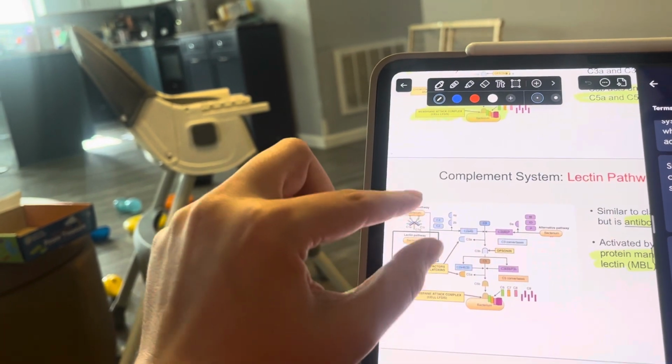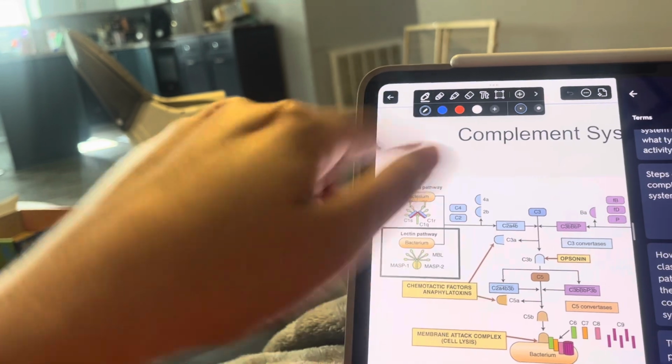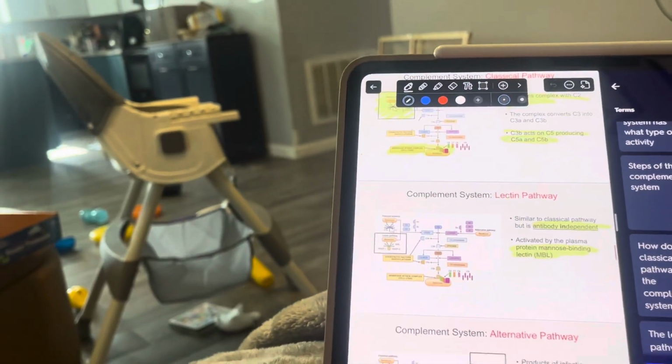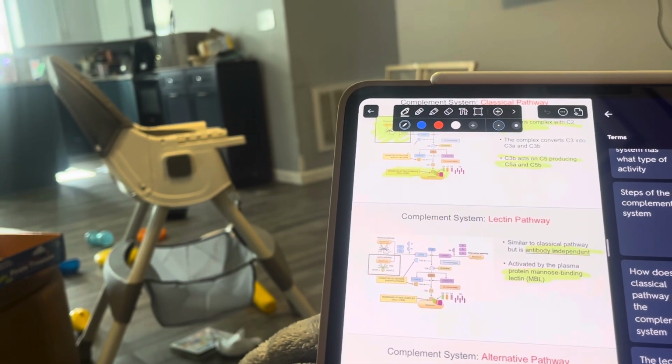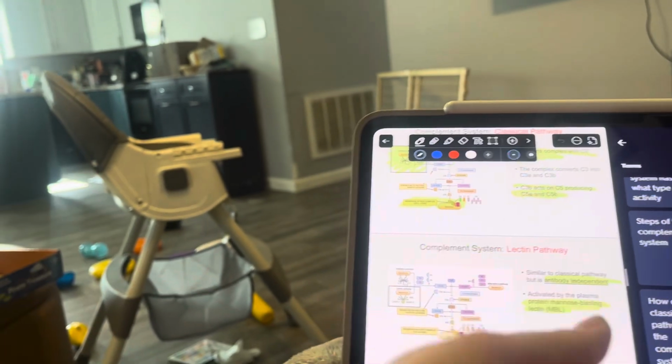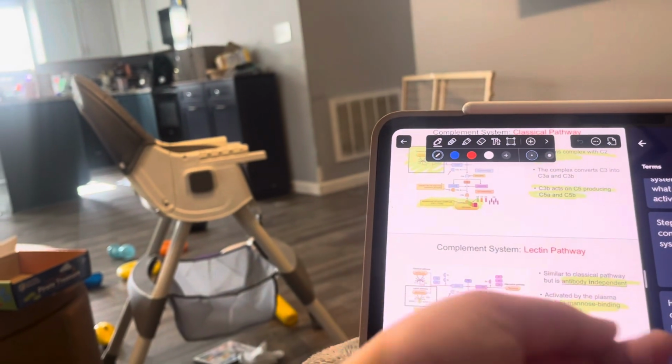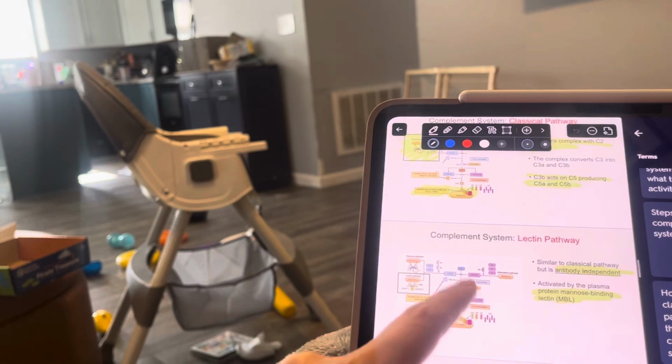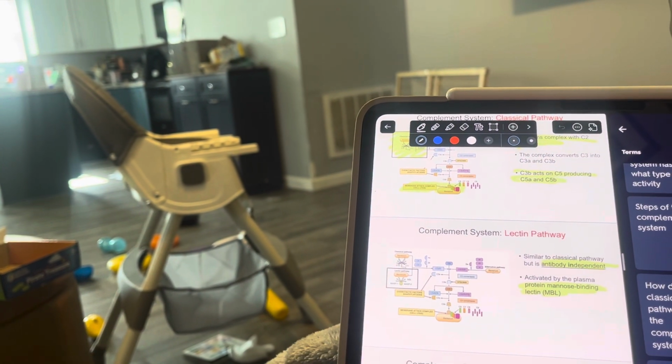Mannose is a sugar. So it's recognizing that the sugar on the bacteria is not one of the human sugars that's supposed to be there. It's like, bro, what's up with your sugar? But it's still $20. It's just a $20 bill. So the complement system is still going to be activated.